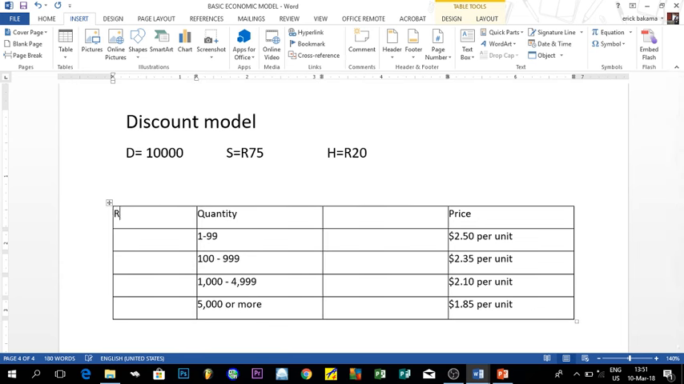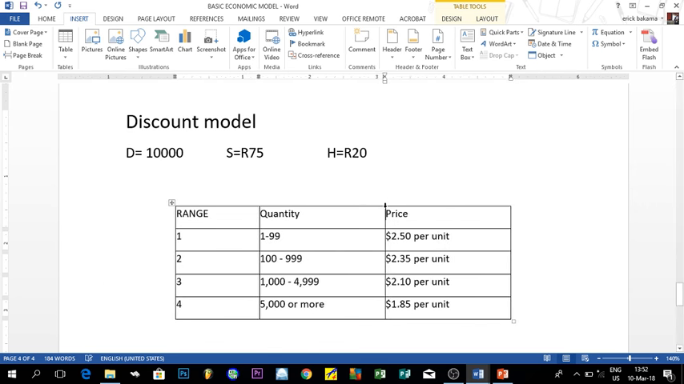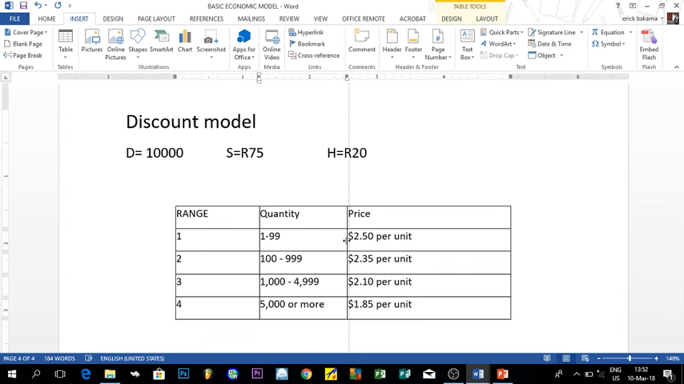So we'll do something like this. We move this and we put something like range. So we have range 1 that goes from 1 to 99 units, range 2 from 100 to 999, the third one from 1000 to 4999, and the fourth one from 5000 and more. So what they mean is, if you buy from 1 to 99 units, you need to pay 2.50 rand per unit. And if you buy a number of units that varies between 100 and 999, you need to pay 2.35. And if you need to buy 1000 and more, you need to pay 2.10 rand. And if you're buying 5000 and more, you pay 1.85.